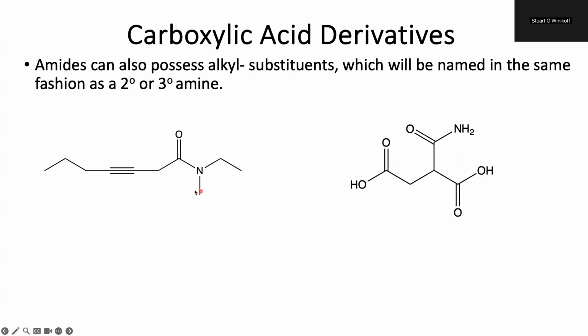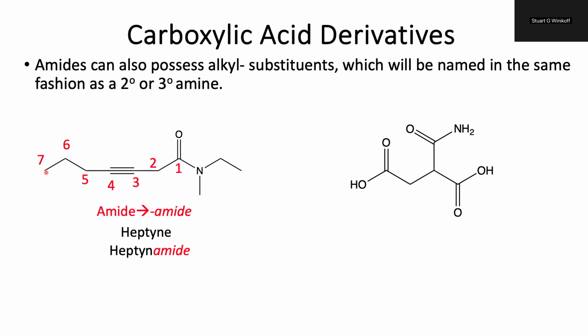So when we're naming them, we're going to name them much in the same fashion as a secondary or tertiary amine. We're going to name that primary group. The major difference is the primary chain will always be the one containing the carbonyl group. And then the other 2 substituents will be named as alkyl substituents with that N prefix. So for the molecule on our left, my primary functional group is an amide. It is bound to a 1, 2, 3, 4, 5, 6, 7 carbon chain, but it has an alkyne, so this means I have a heptyne. Drop the E and I have a heptynamide.